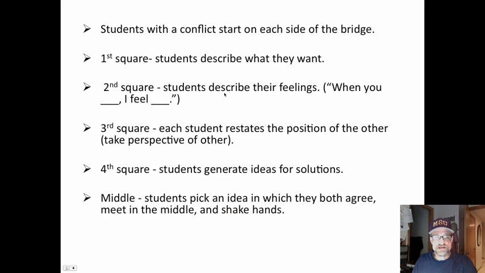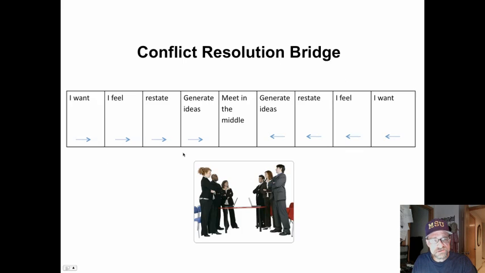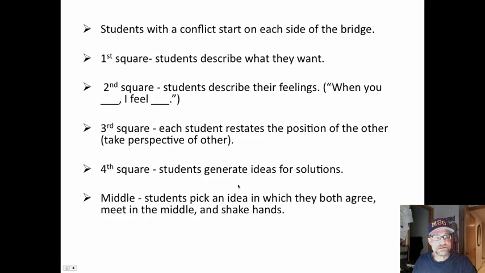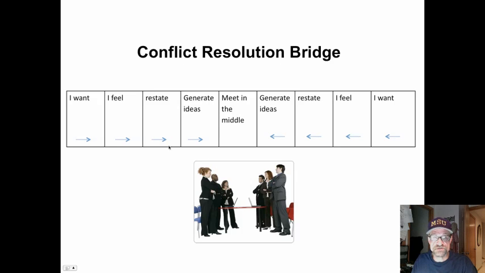In the second square, students describe their feelings. "When you blank, I feel." So they move forward to the next square. Third square, each student restates the position of the other. Helps them take the perspective of the other.